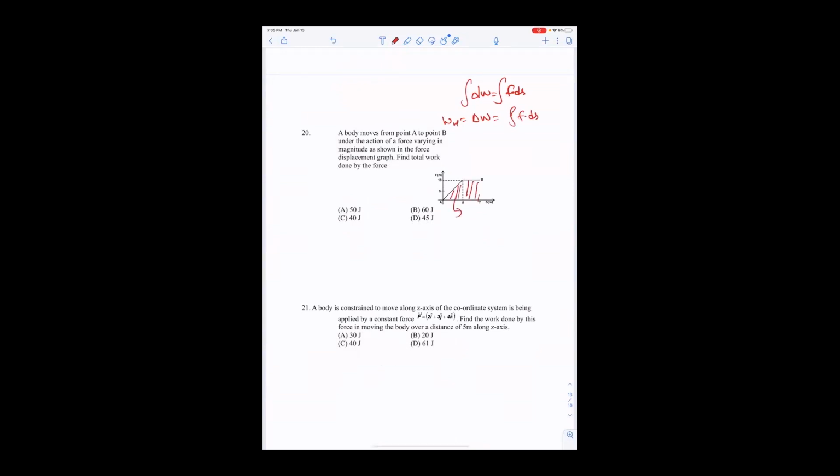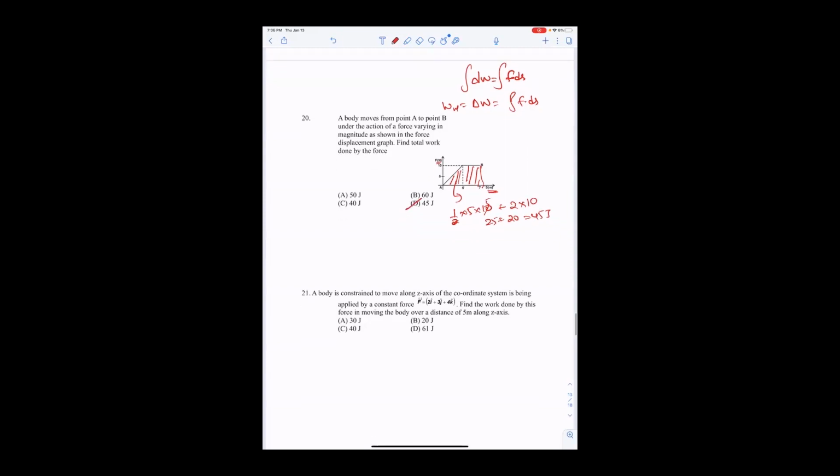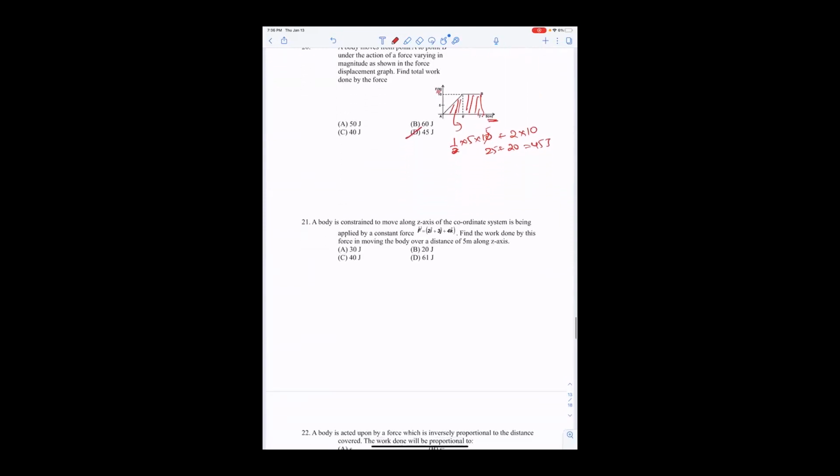So what is the area of the triangle? Half, base is 5, height is 10, right? Plus area of this, 7 minus 5, 2 into 10. This is 25 plus 20, 45 joules. See the units, meters, newtons. What is centimeters? It is your job to convert it. So easy question. Work done is area under the graph.